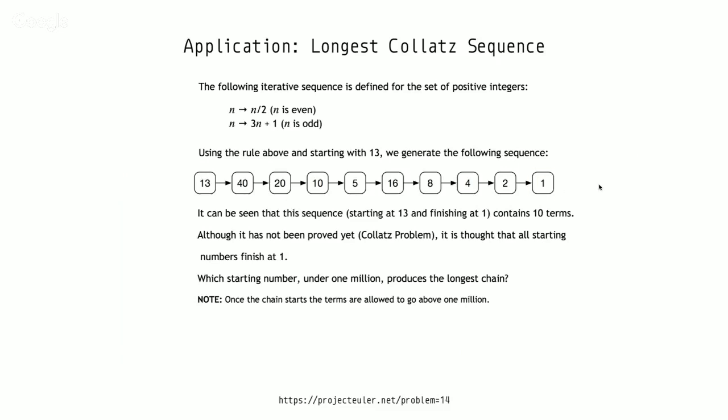And the question here is, if we compute all of the Collatz sequences until they reach 1, starting from 1 and going to 1,000,000, which one produces the longest chain? So this chain contains 10 terms, but what about, like, 68? We want to figure out which starting number produces the longest Collatz chain.